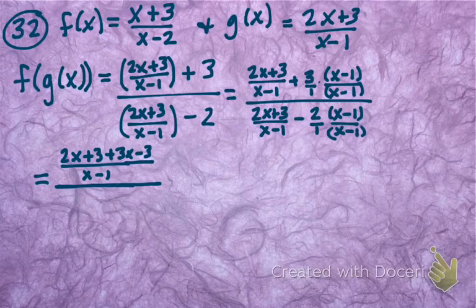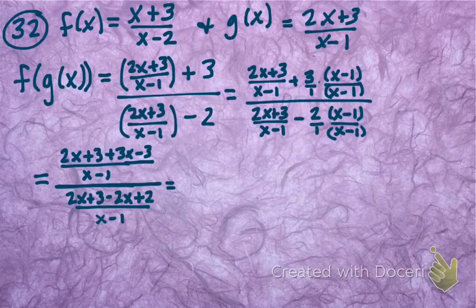Now we've got to go to the bottom and do the same thing. So we put the x minus 1 on the bottom of the denominator and write 2x plus 3 first in the numerator of the denominator and distribute the minus 2. So we have minus 2x plus 2. And then we clean up.